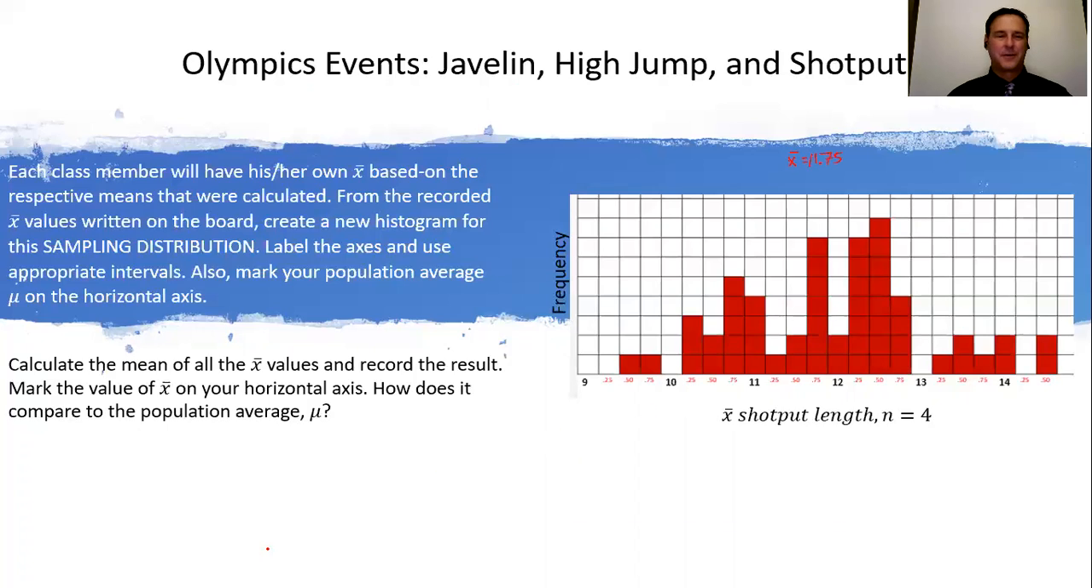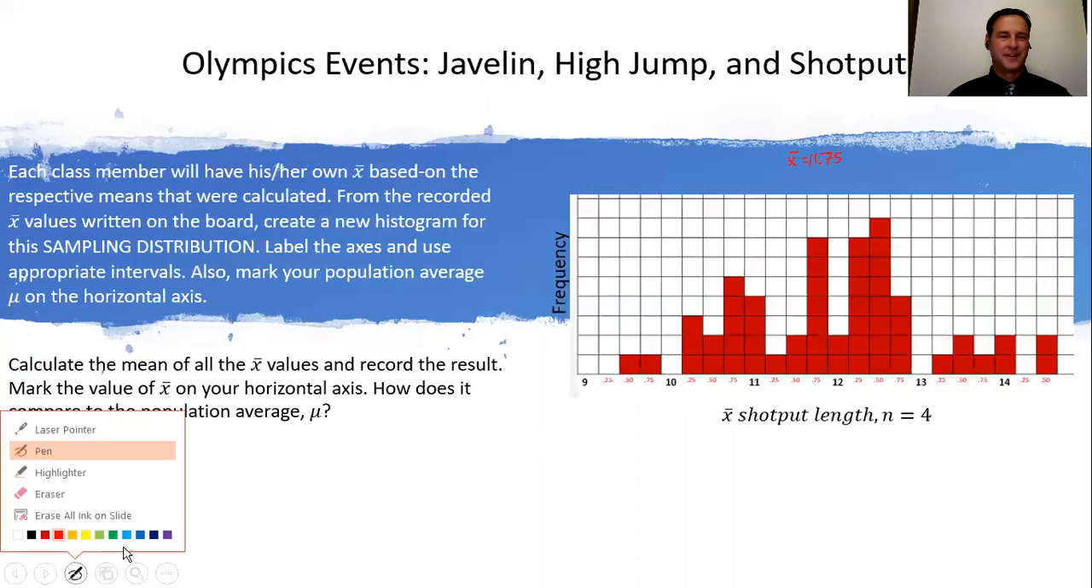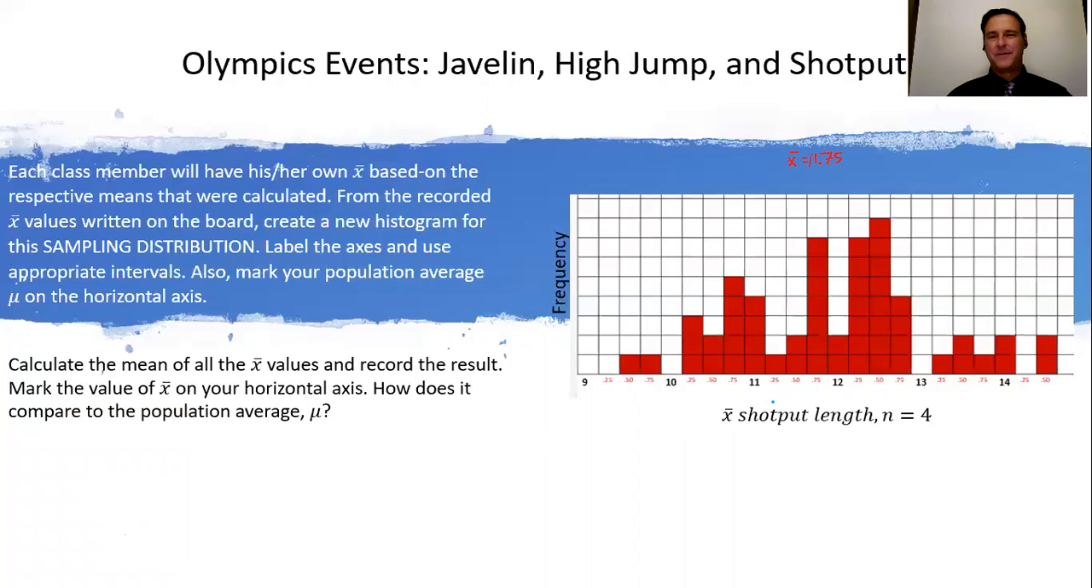Okay, and basically what I'm doing, and I'll do this in a different color so you can see it, I'm filling in 11.75 right here. That was my X bar, and you can see that I defined it that way. I'm doing this in blue. It says X bar is the shot put length. So this is the average shot put length of my 4. And I wrote off to the side n equals 4.